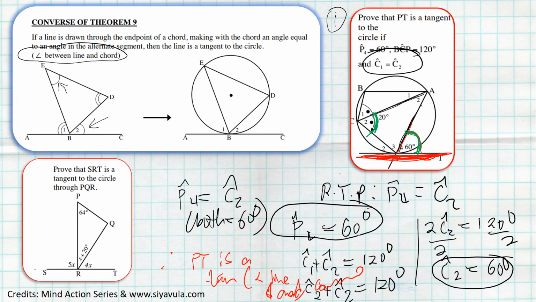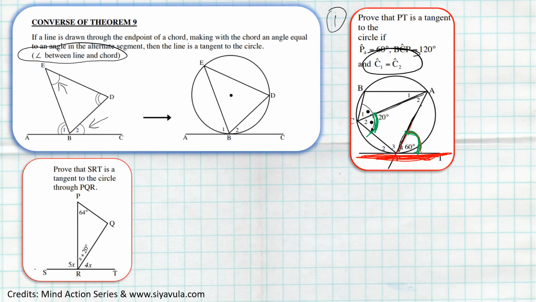Okay, let's now move to this example, just to enlighten your understanding on this. It says prove that SRT is a tangent to the circle through PQR. In other words, they are saying there's a circle PQR, but it's not drawn. They just give you this kind of thing. They are saying prove that SRT is a tangent. How can SRT be a tangent?